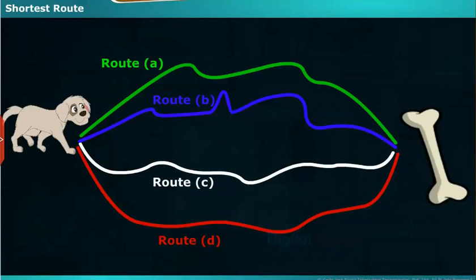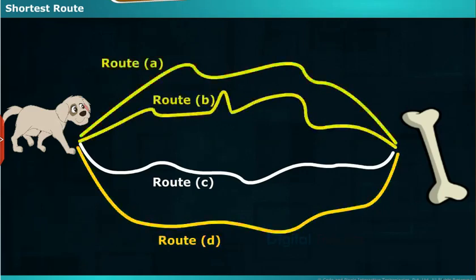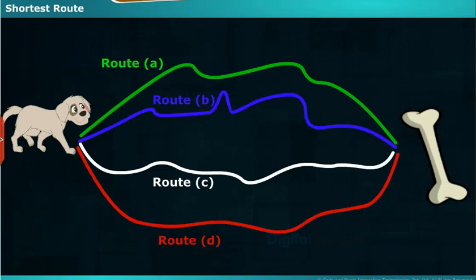Let us know how to find the shortest route. The dog sees the bone and is eager to grab it. It has 4 different routes to reach the bone. Let us find which is the shortest route for the dog to reach the bone. If we observe routes A, B and D, these are longer routes compared to route C. So, route C is the shortest route among all the 4 routes.